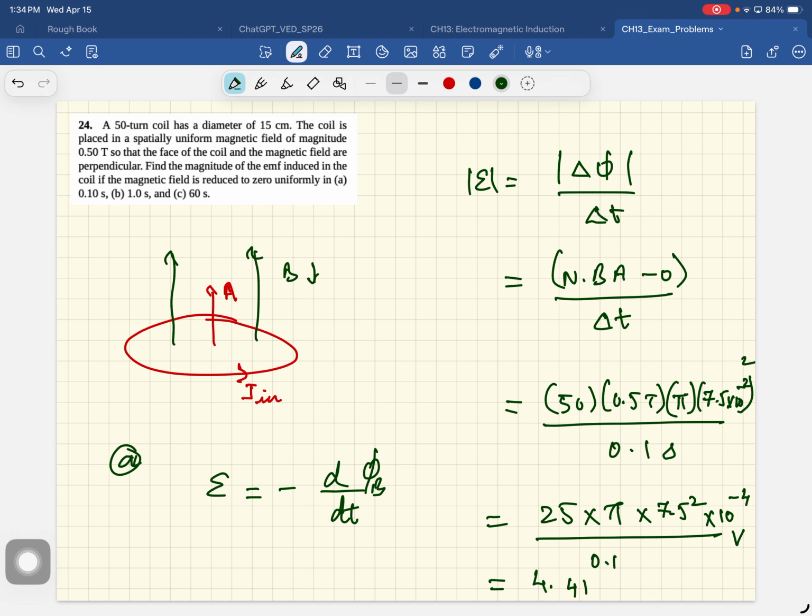So if the magnetic field is increasing, the induced current is in this direction, and the EMF around this loop is 78.5 microvolts. If you know the resistance in this loop, you can calculate the current in this loop.